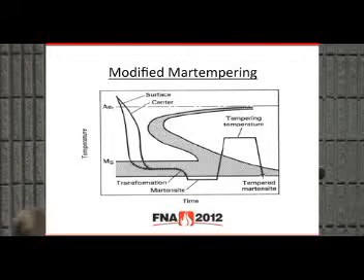Another variation of martempering is modified martempering. The modification is in the salt bath temperature. It is kept slightly below the MS temperature, and this allows low hardenability or thicker sections to avoid intersecting this pearlitic nose here and still be able to do martempering. So it is applicable to a greater variety of steel than conventional martempering.